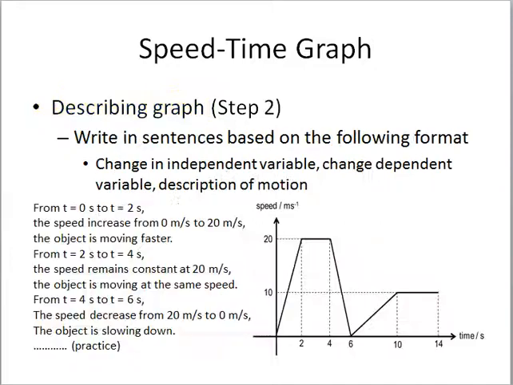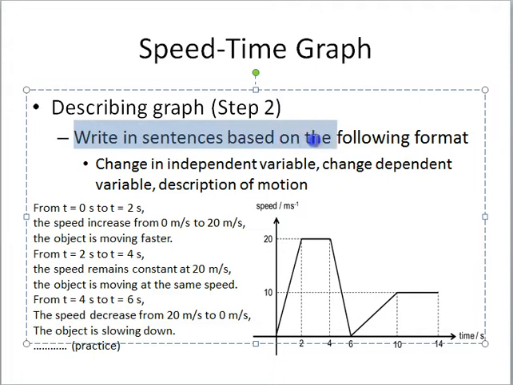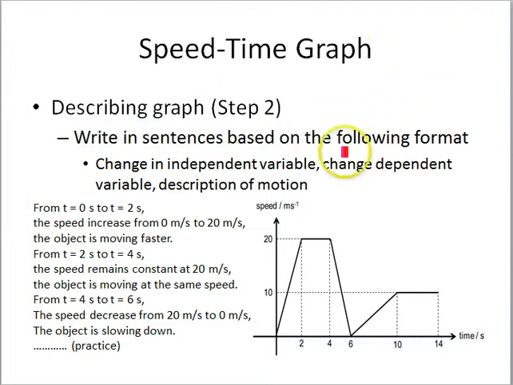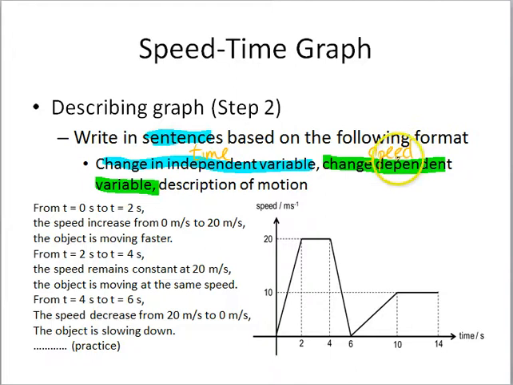Now, how do we describe it? To describe the graph, write in sentences based on the following format. First, write down the change in independent variable. In this case, we talk about the time: from what time to what time? Next, we talk about the change in dependent variable, so we talk about how the speed changes. And lastly, we need to use a bit of imagination to imagine how the object is moving.